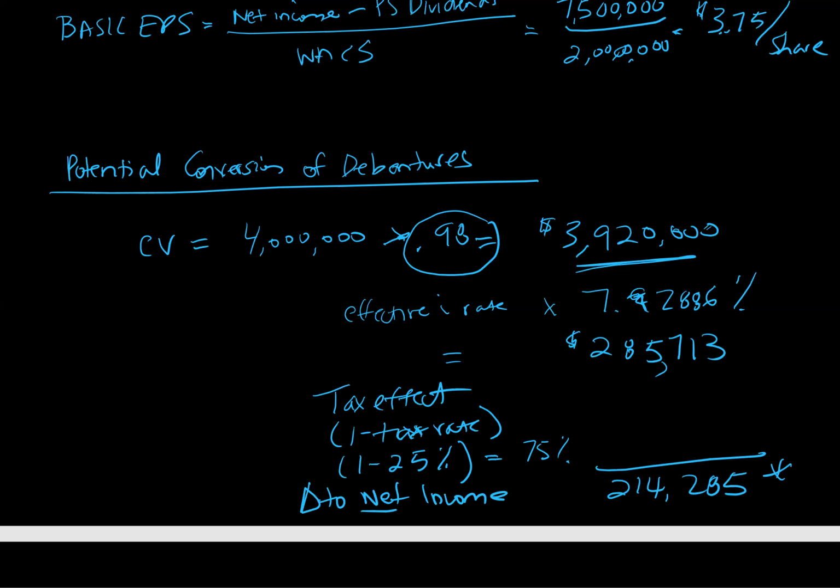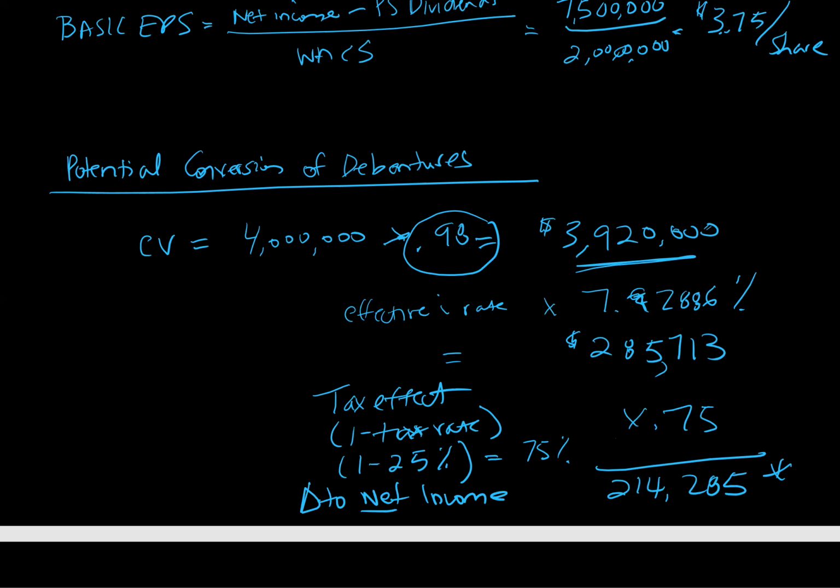Right? Remember, it's net income, so it's after tax. So we had to take into account this tax rate. So we'll multiply this by that 75. So 285 times 75, which is 1 minus the tax rate, gives us an after-tax savings of $214,285. Now, why is it a savings?